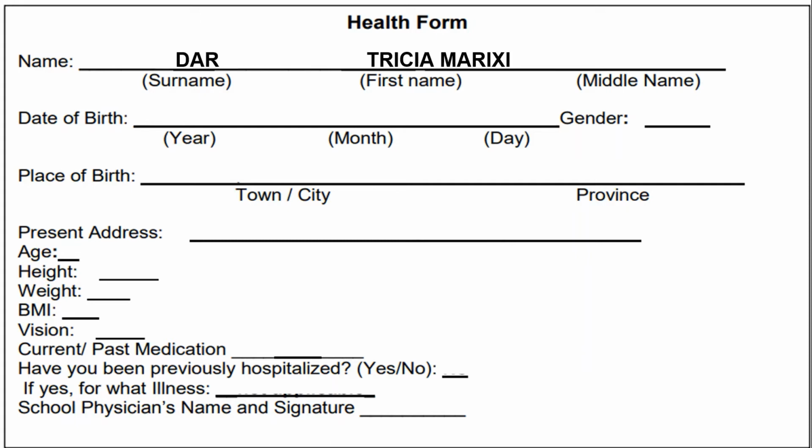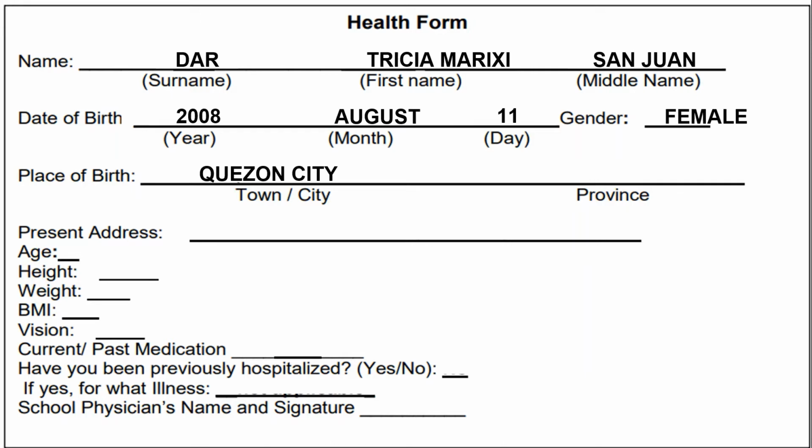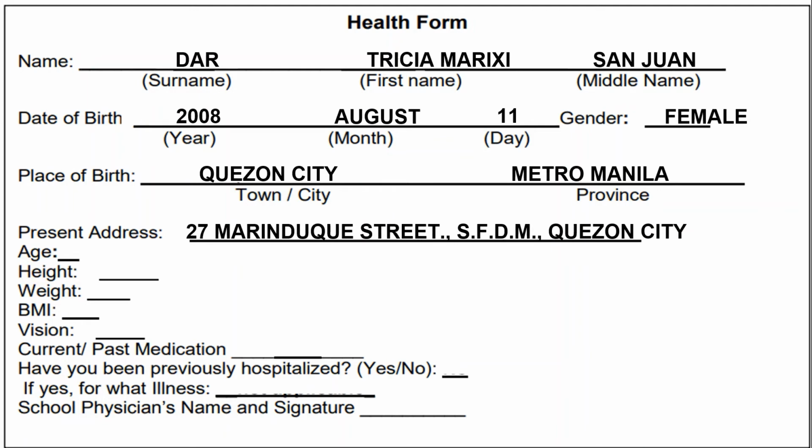Surname, first name, middle name, date of birth, gender, place of birth, present address, age, height, weight, BMI or body mass index, vision, current or past medication. Have you been previously hospitalized? You can also write N/A if it is not applicable.